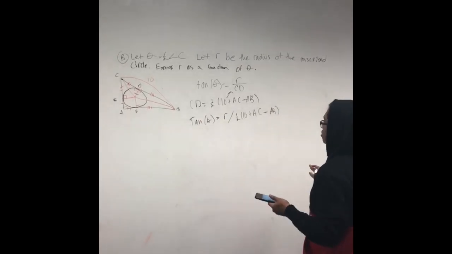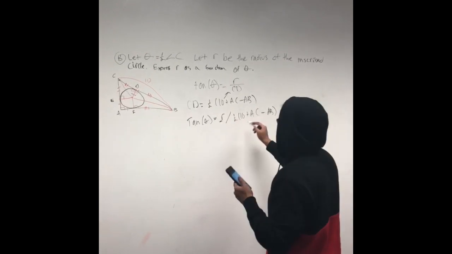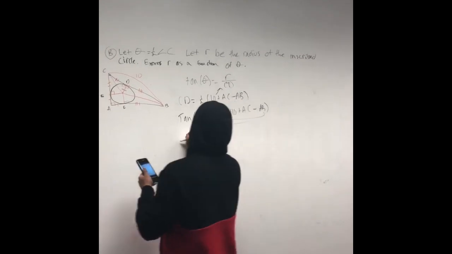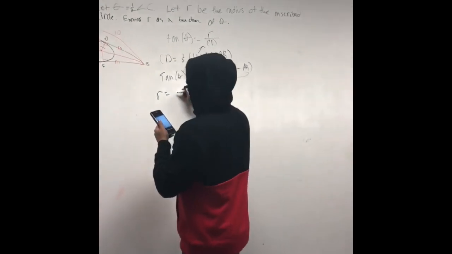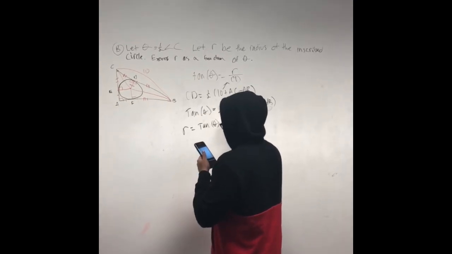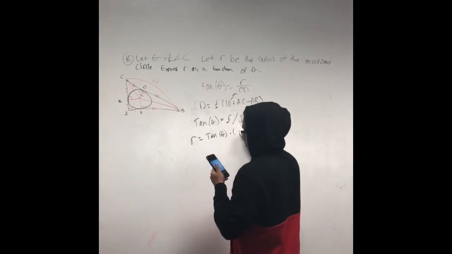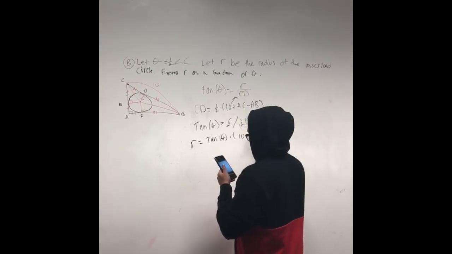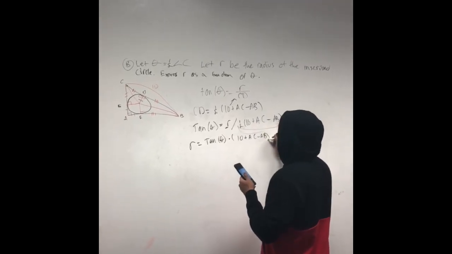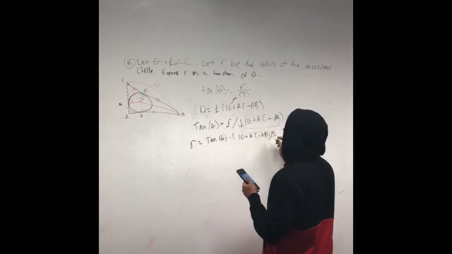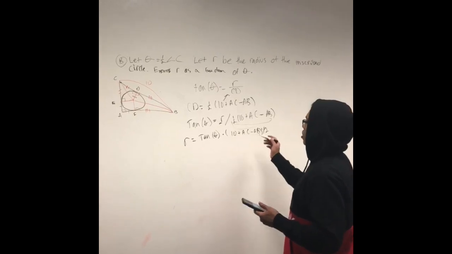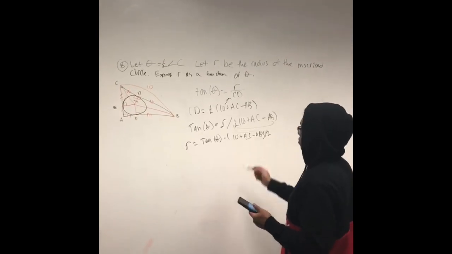Now we simply can isolate our r value by multiplying this whole side over to the other side. So we're going to get r equals tangent theta times (10 plus AC minus AB) divided by 2, or multiplied by 1/2. Now we could use our trig values to substitute in values for some of these angles and side lengths.